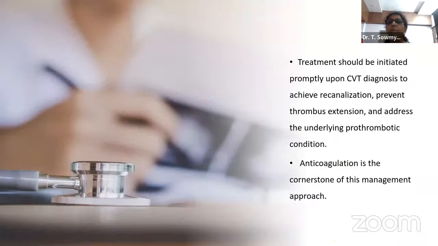And coming to the treatment of cortical vein thrombosis, the aim of the treatment is to achieve recanalization, prevent thrombus extension, and address the underlying prothrombotic condition.